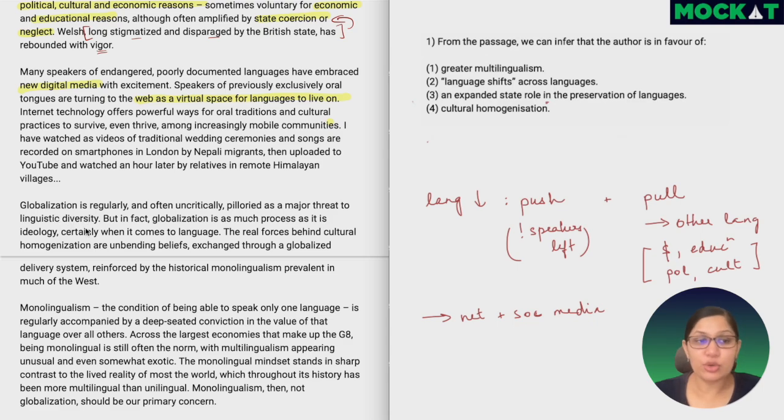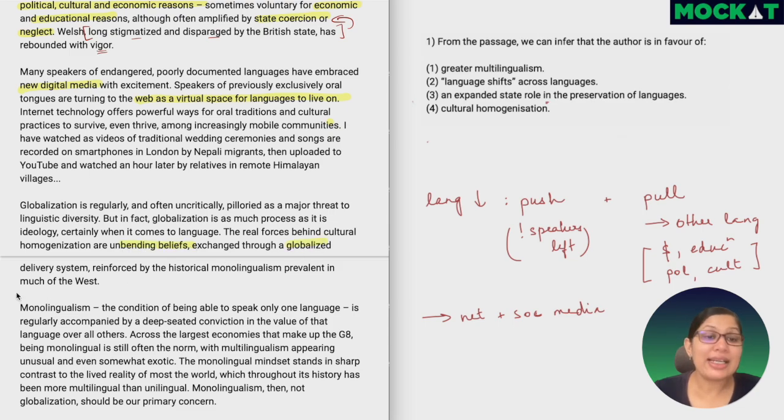So it's important to notice these things. But in fact, globalization is as much process as it is ideology, certainly when it comes to language. Okay, this is a little complicated. What is this process and ideology? Let's understand more. The real forces behind cultural homogenization are unbending beliefs exchanged through a globalized delivery system reinforced by the historic monolingualism prevalent in much of the West.